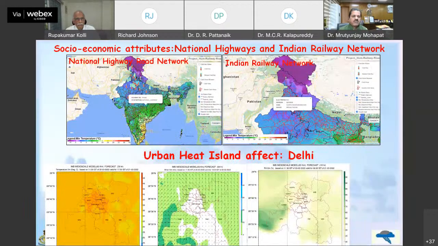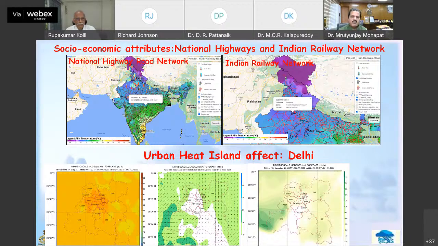Finally, we have come up with GIS-based heat wave information, where we have the socioeconomic attributes. For example, it is shown here, Indian railways and national highways. There is the transport sector, which is affected by the heat waves. If there is a train passing from Delhi to Kolkata, and there are heat wave conditions across the route, then the authority has to make arrangements for AC conditions, water, drinking water especially, and other arrangements. Individuals also make arrangements for that purpose.